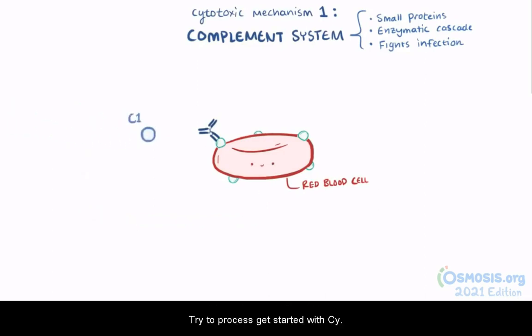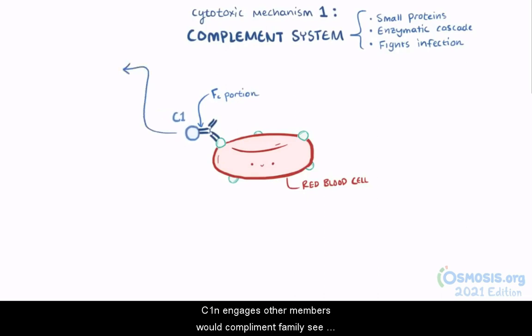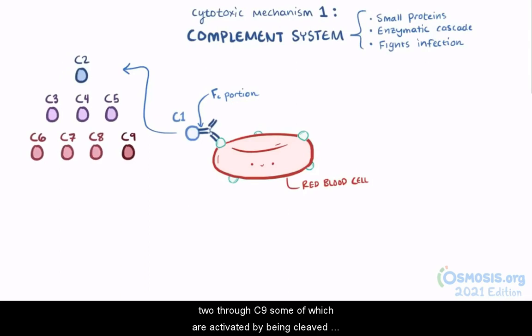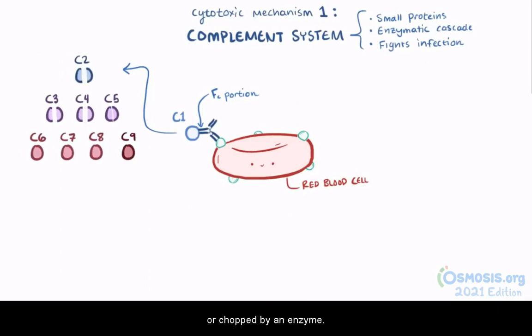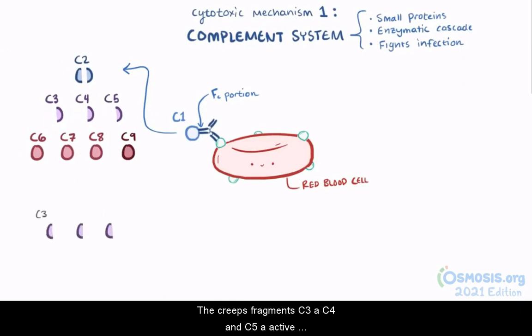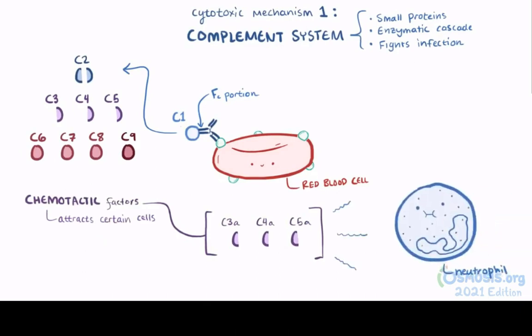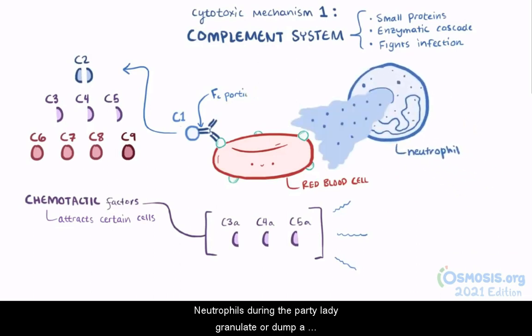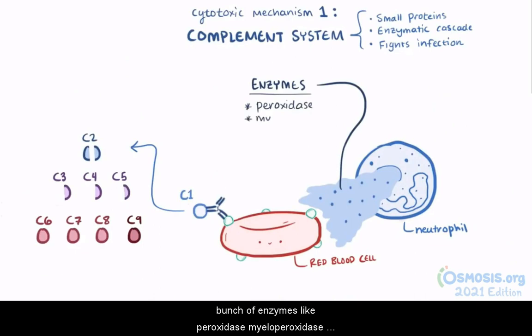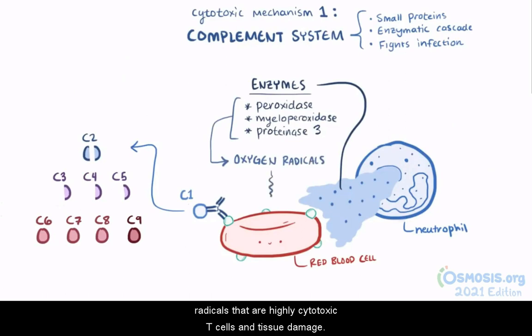Alright, so the process gets started with C1, the first of the complement proteins, which binds to the Fc portion of the antibody. C1 then engages other members of the complement family, C2 through C9, some of which are activated by being cleaved or chopped by an enzyme. The cleaved fragments, C3a, C4a, and C5a, act as chemotactic factors, meaning they attract certain cells, in this case neutrophils. Once neutrophils join the party, they degranulate or dump a bunch of enzymes like peroxidase, myeloperoxidase, and proteinase 3, which all help generate little oxygen radicals that are highly cytotoxic to cells and can cause tissue damage.